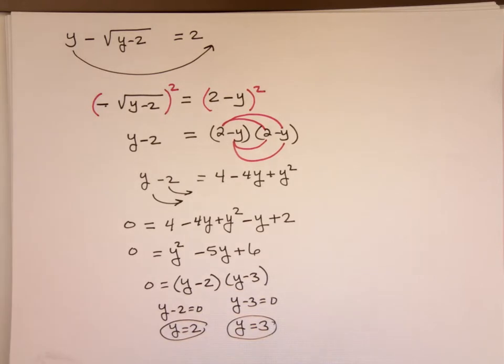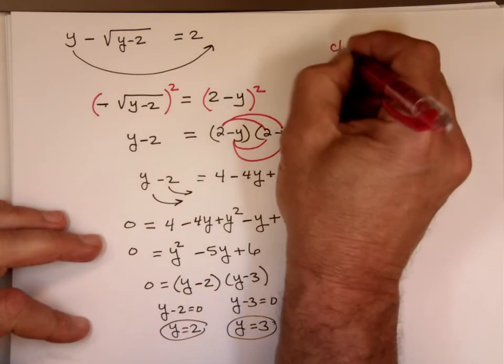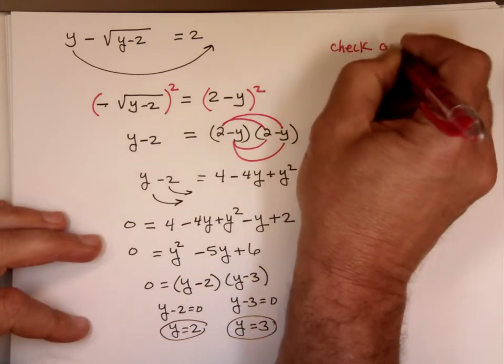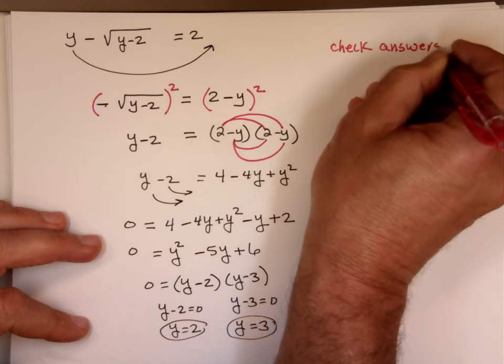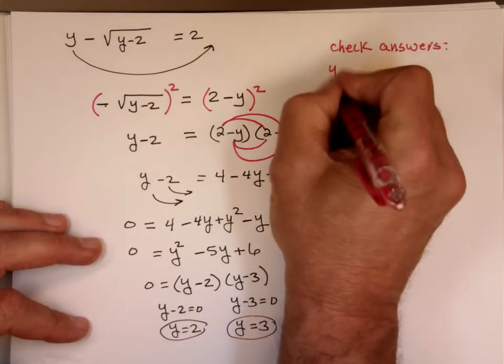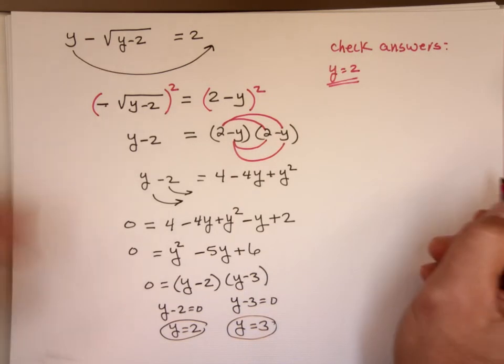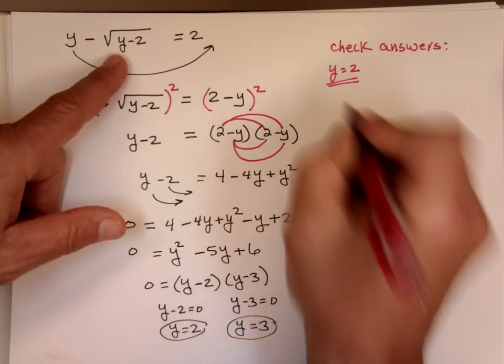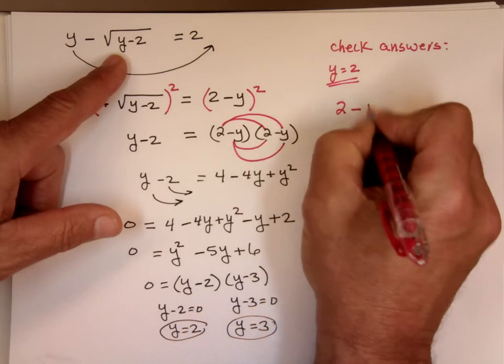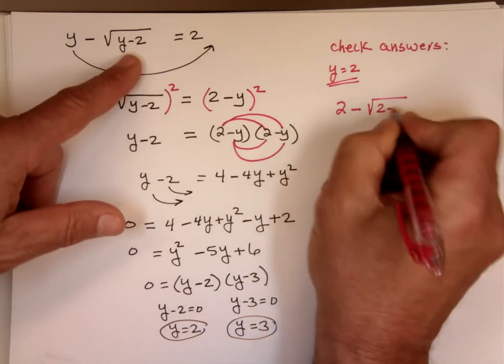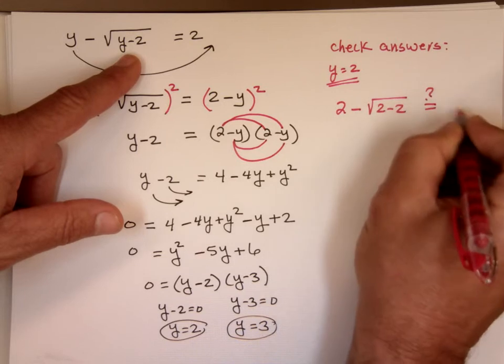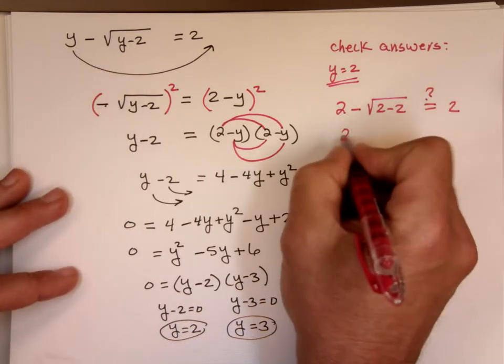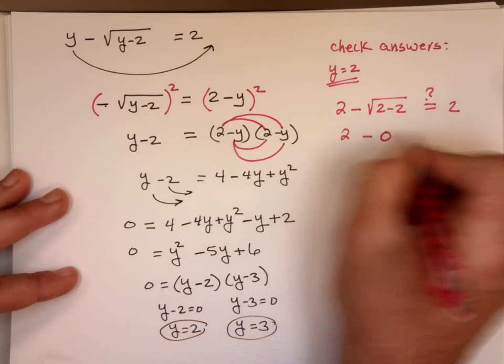So we have two answers here. Do they both work? Let's check the answers. Let's check the 2 first. Always check them with the original problem right here. Is 2 minus the square root of 2 minus 2 equal to 2? That's a 0. 2 minus the square root of 0, which is 0, does that equal 2? Yes.